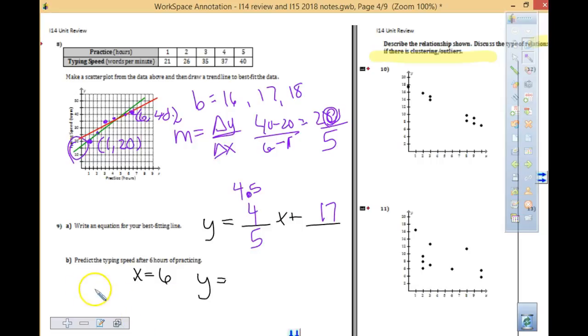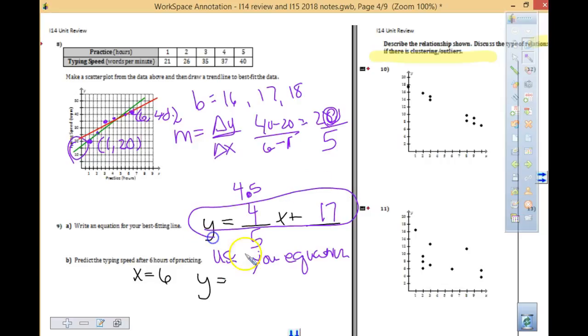So, part B says, predict 6 hours. And on the test, I will say, use your equation. If I don't say use your equation, easiest way to do it is go up to the graph, go to 6, and go across. So if I say use my equation, and we are going to use this equation with the 4. Tell me what I should do, Sam. Y equals what? Y equals 4.